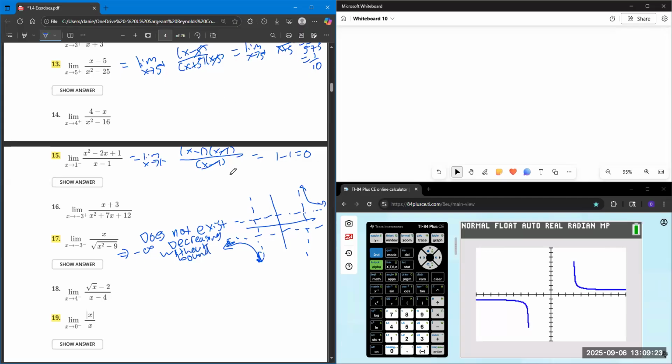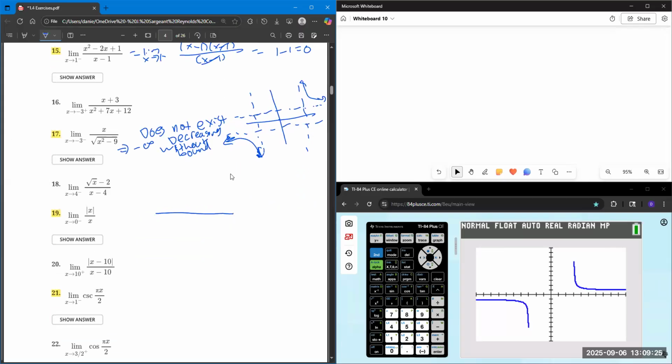Okay. We know what the absolute value of x over x looks like. We've talked about that one a few times. And as I get close to 0 from the left, only from the left here, then we are approaching negative 1. So that limit exists.